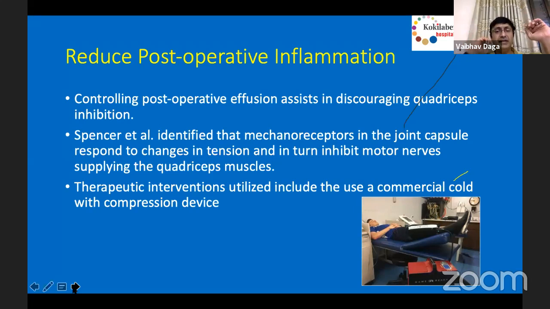Spencer et al. identified that mechanoreceptors in the joint capsule respond to changes in tension and in turn inhibit motor nerves supplying the quadriceps muscles. Therapeutic interventions utilized include the use of a commercial cold and compression device like this. You can see in the picture, the Game Ready. It's a very good device where there is a kneecap, compression and cold, both happening together. So it is very important to use this in the post-operative phase to reduce inflammation, which will help the quadriceps to function better.